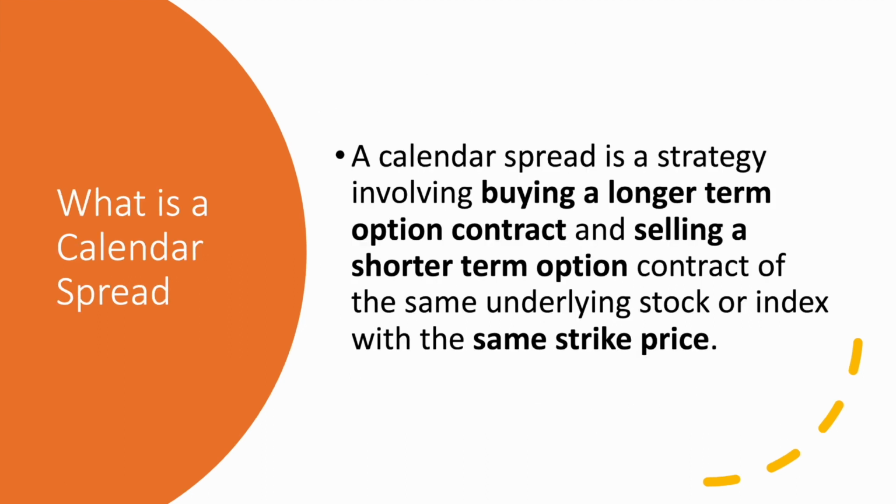Alrighty, let's go. So what is a calendar spread? A calendar spread is a strategy involving buying a longer-term option contract and then selling a shorter-term option contract of the same underlying stock or index with the same strike price, okay? So let me show you right now in a brokerage account what that's going to look like.